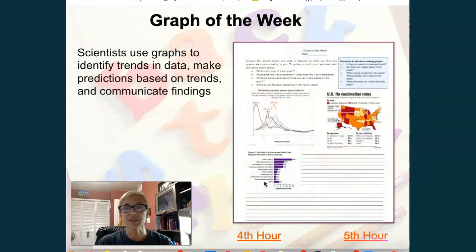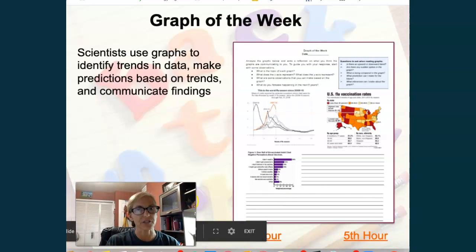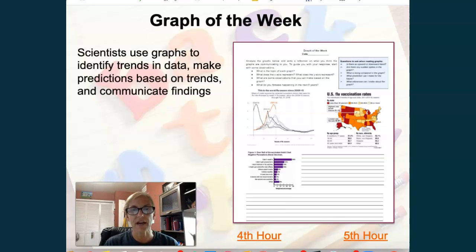Next thing we're going to do is the graph of the week. Here's an example of what the graph of the week looks like. This actually is the one you guys are going to do. And again, at the bottom, I've made this clickable. So if you click on the 4th hour link, it should go to your Google Classroom assignment, and the same thing with the 5th hour.